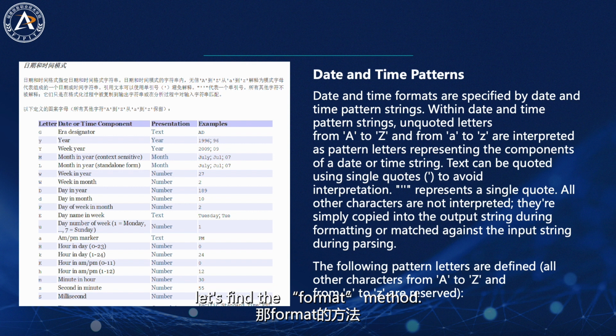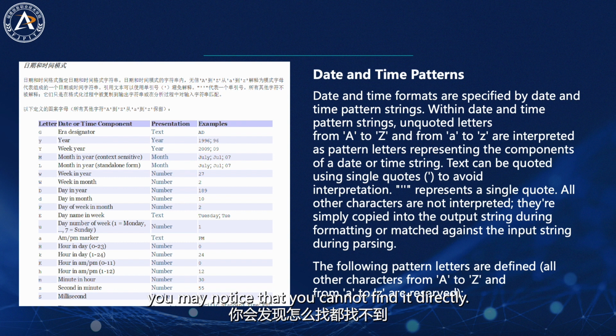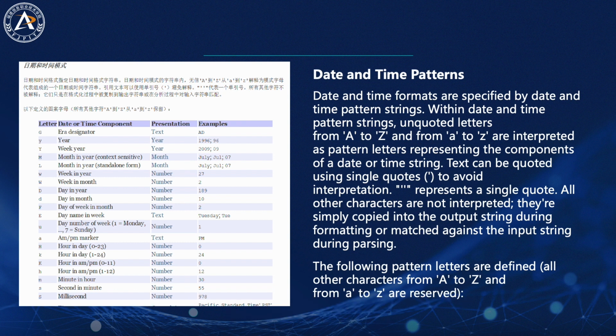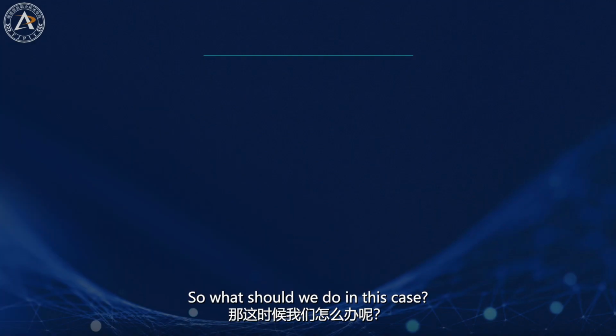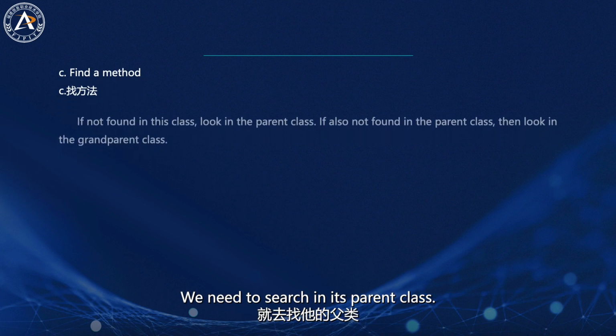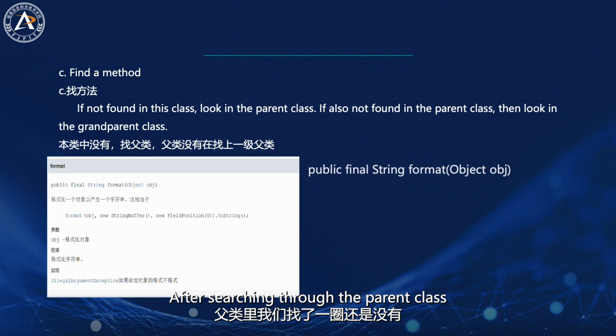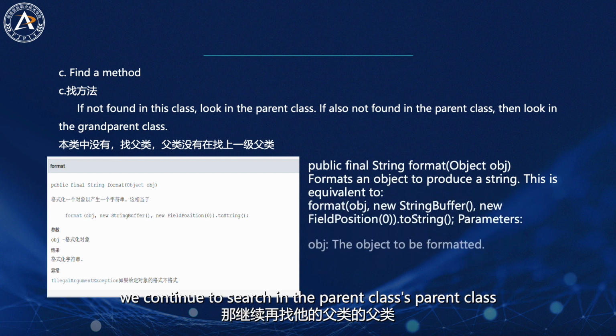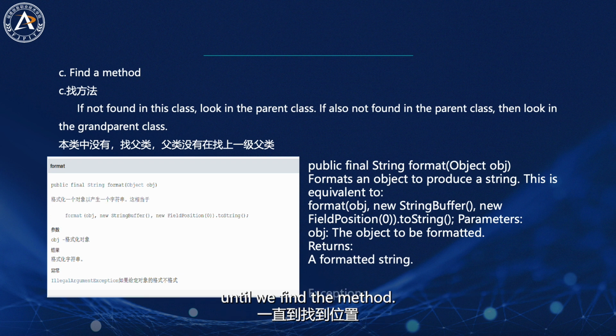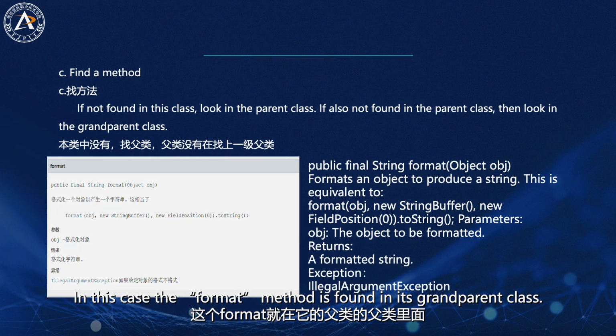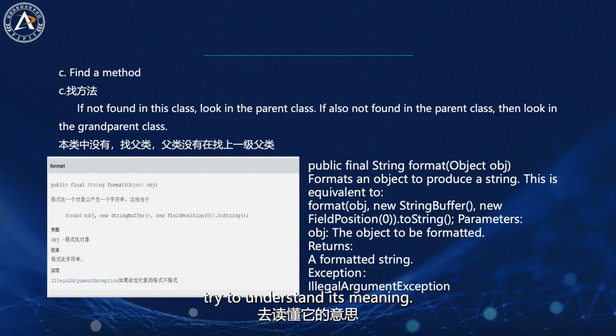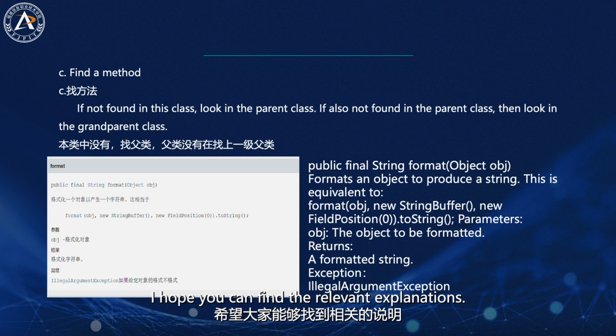Let's find the format method. When searching, you may notice that you cannot find it directly. There is a format method, but with different parameters. So, what should we do in this case? We need to search in its parent class. After searching through the parent class, we continue to search in the parent's parent class until we find the method. In this case, the format method is found in its grandparent class. Once you find this method, try to understand its meaning. That concludes the hints. I hope you can find the relevant explanations.